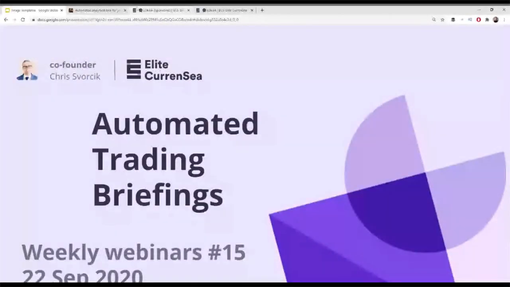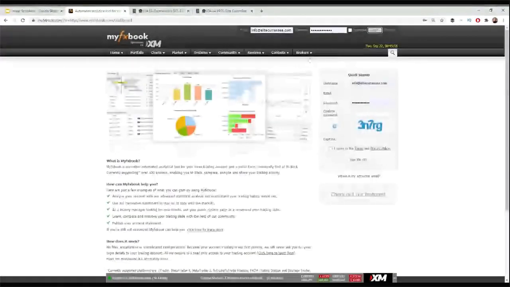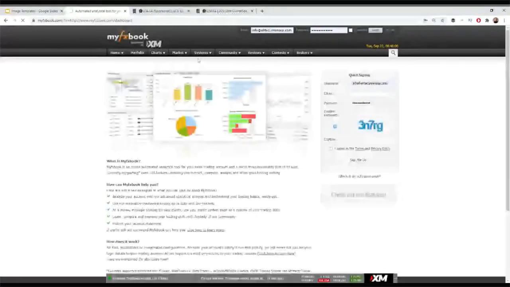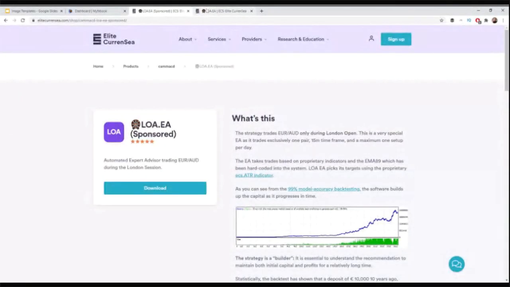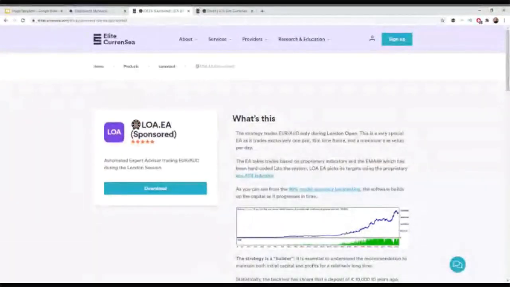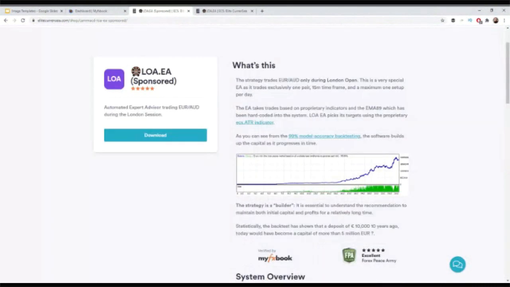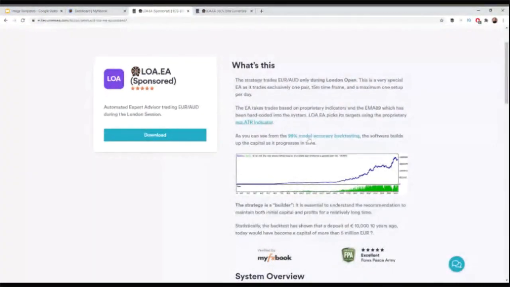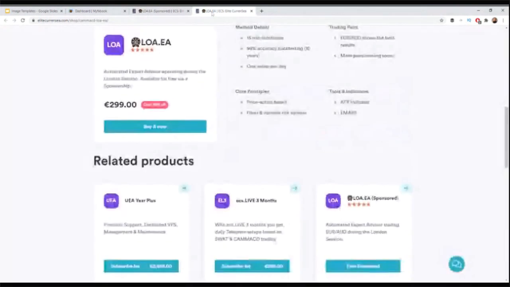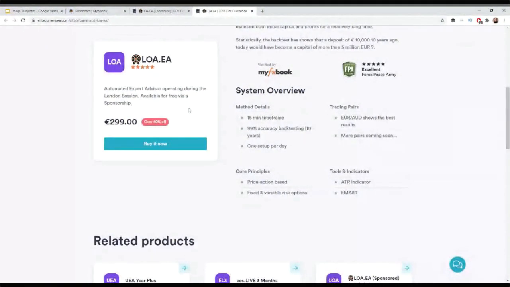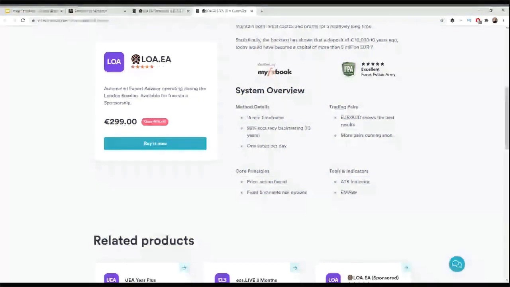Let's move on and take a look at the London Open Advanced EA. First of all, you can find more information here in the product boxes. If you want to take a look there, you can find, for instance, the backtesting done with 99.9% model accuracy. If you click on this link right here you can see an image showing the equity curve. And the same information you'll find here is just different ways of joining. You can pay a one-time fee of 299 euros. That's a 40% discount at the moment compared to the regular 499. It's a one-time fee, so you have access for lifetime. So I think it's very affordable.